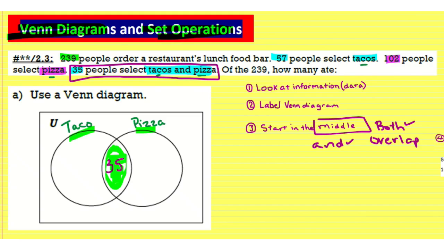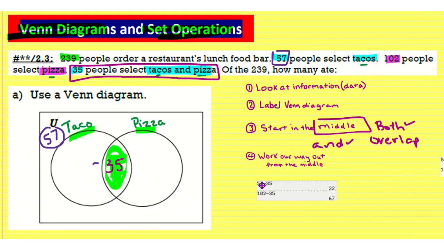Okay, so now that we have our middle number, that's always where you will start. You'll always start from the middle. Now we're going to work our way out from the middle. So it also tells us up here in our information that 57 people ate tacos. So we're not going to put 57 here because we've already accommodated for 35 people who ate tacos and pizza. So these 35 people had tacos, but 57 total people had tacos. I don't want to put 57 here because then I will be counting these 35 people twice. We don't want to do that. So we basically want to take the 57 and we want to subtract off the 35 that we've already accounted for.